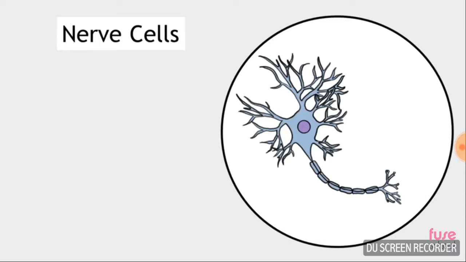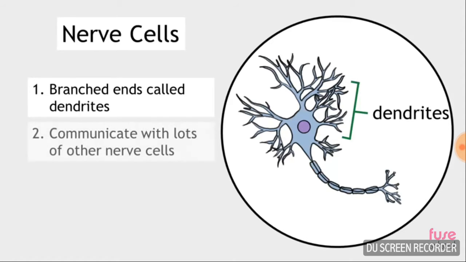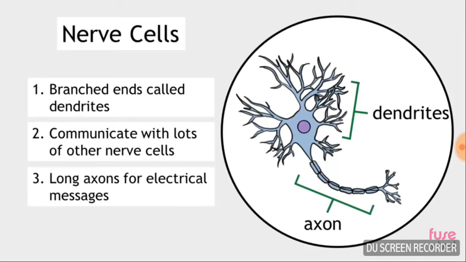Nerve cells are specialised in that they have branched endings called dendrites. This is so they can communicate with lots of other nerve cells. You will also notice they have long axons along which the electrical message can travel.